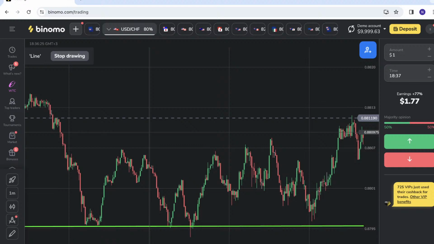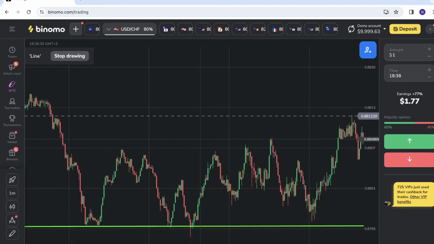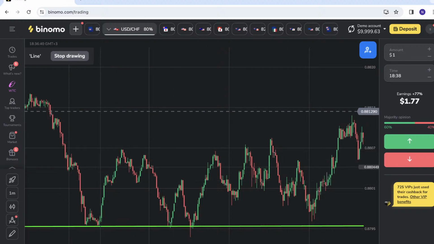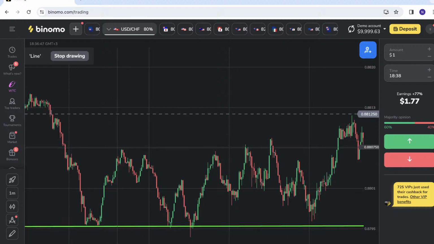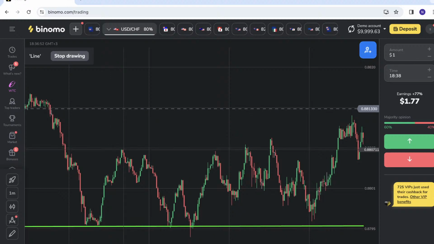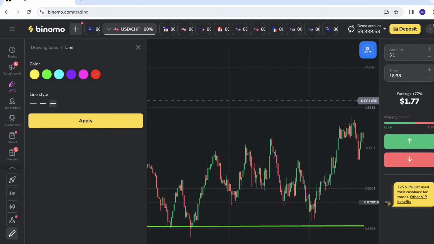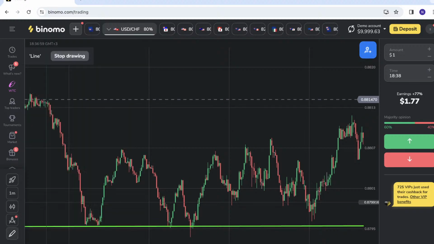And for the resistance lines, in this case, we need to find maximum points where the price was testing the maximum points but couldn't break them. So resistance lines are the opposite of support lines. To draw these resistance lines in a flat trend, we can use the drawing tools again. This time I will choose the color red to understand better.